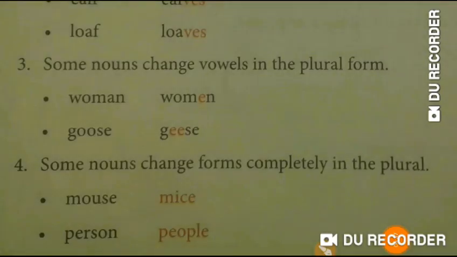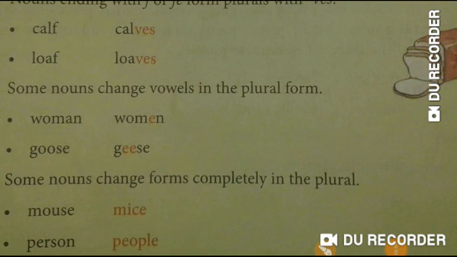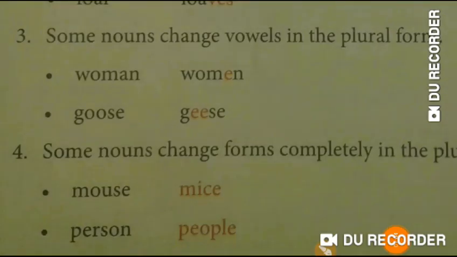Some nouns change vowels in the plural form. For example, woman. Here, to make its plural, we change the vowel a to e and it becomes women. Similarly, goose. Here, to make its plural, we change the vowels double o to double e, then it becomes geese.